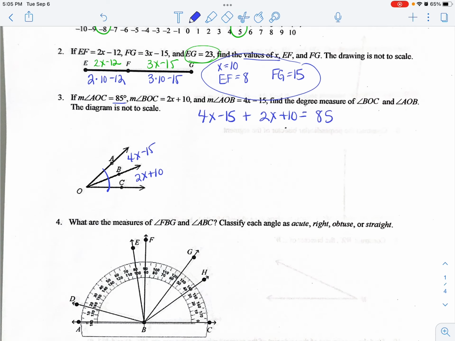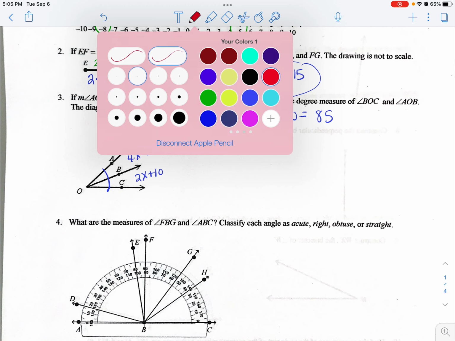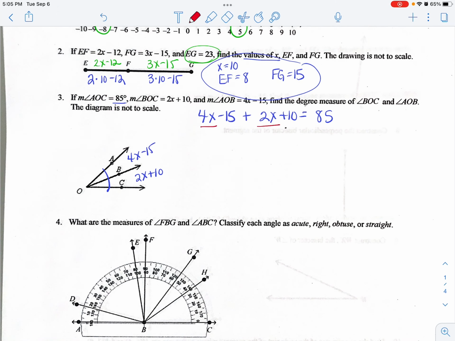Equals 85. Okay, so kind of like last time, let me change colors here. So I got 4x and 2x are 6x. Negative 15 plus 10 is negative 5 equals 85. Add 5 to both sides, you get 6x equals 90. Divide both sides by 6. My brain is off. What is that? 15? Yep, 15. So the value of x is 15.